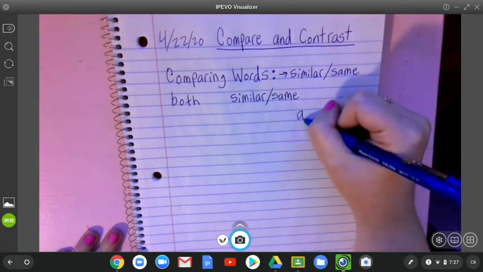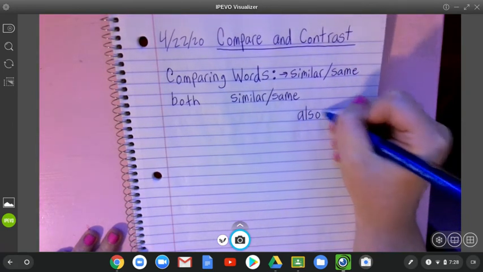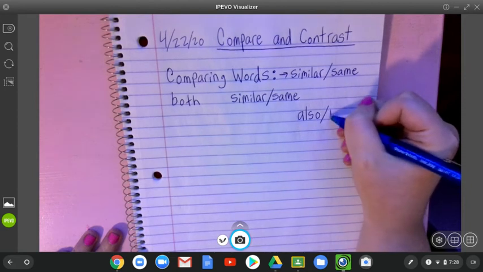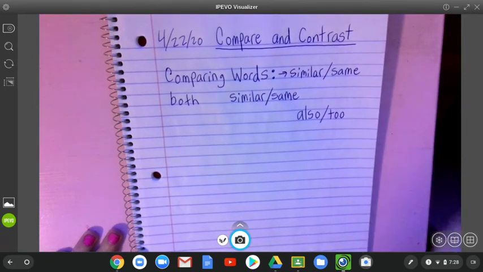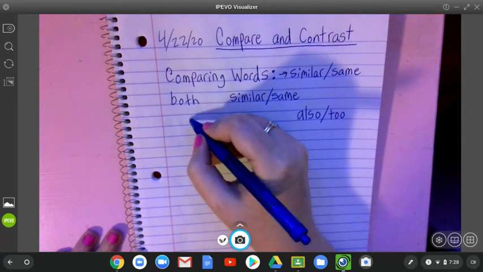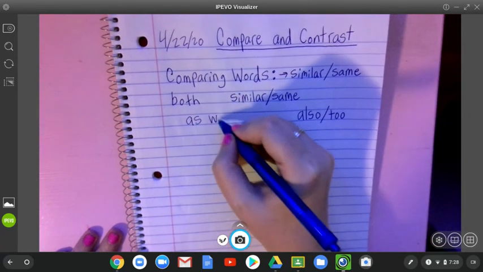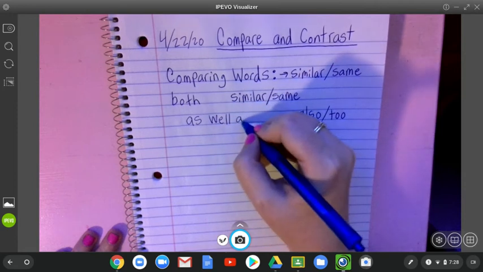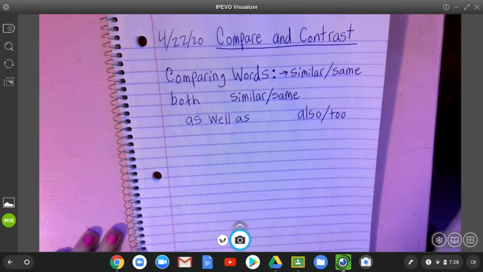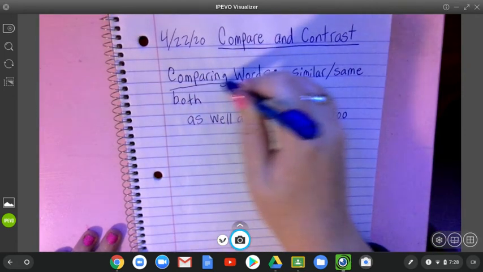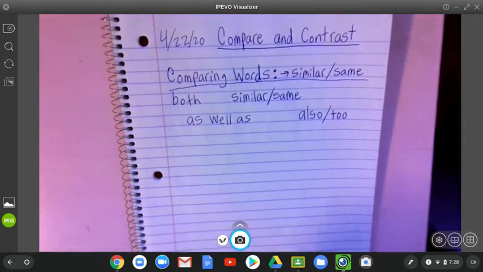My dog also has brown fur. Or another word to say is to add to the end. Okay, the last phrase I have for you is as well as. My dog has brown fur as well as your dog. Comparing: similar or the same.